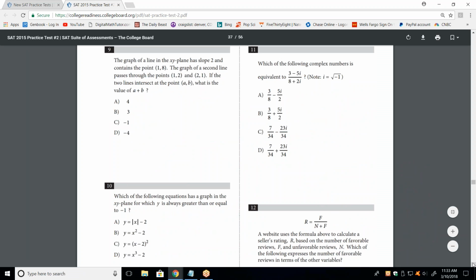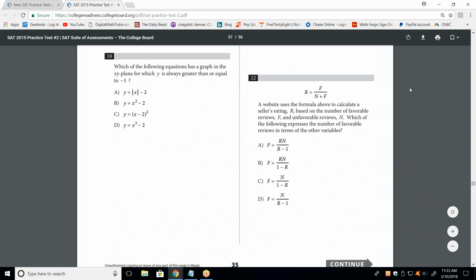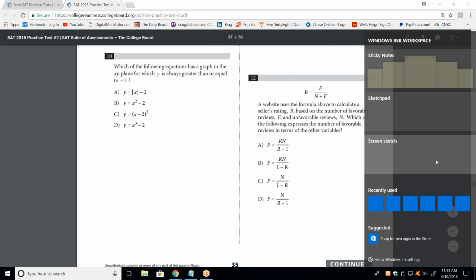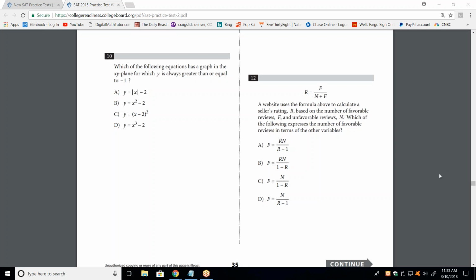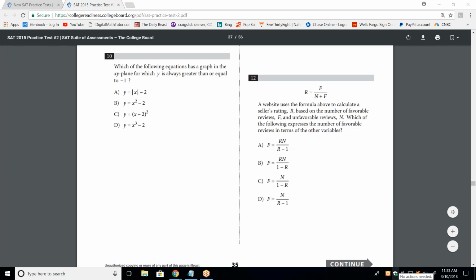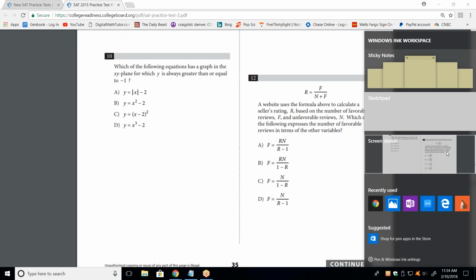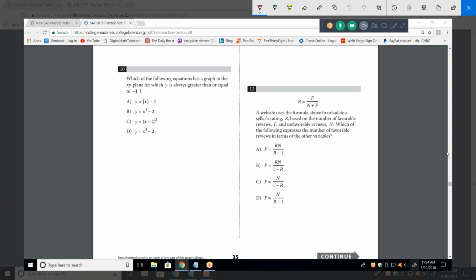Okay, sounds good. Let's go to 10. It definitely gives us information as to where we're at on the test. We are no longer in the easy problems. Oh, very true. Hold on a second. All right, number 10.